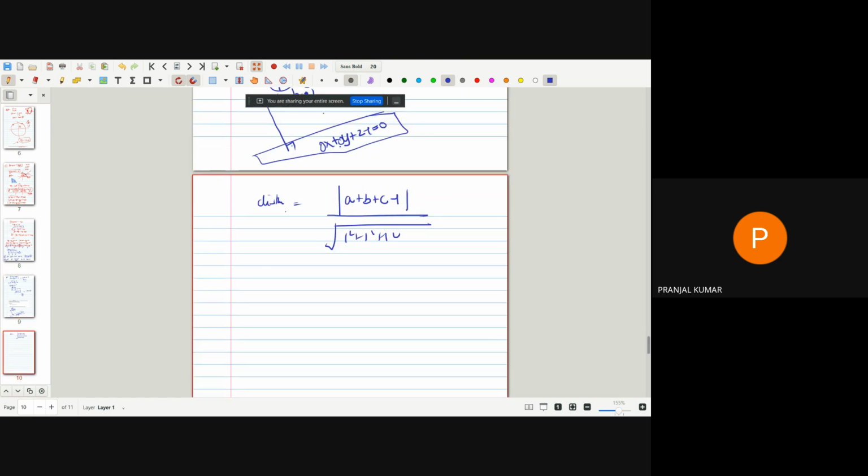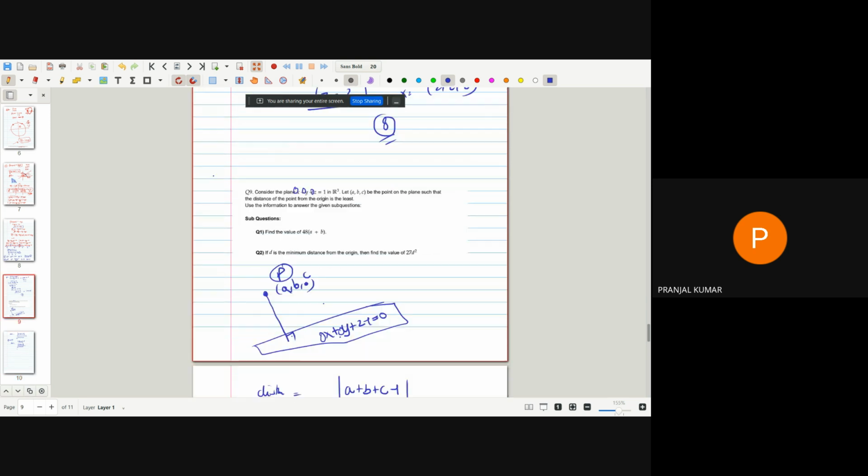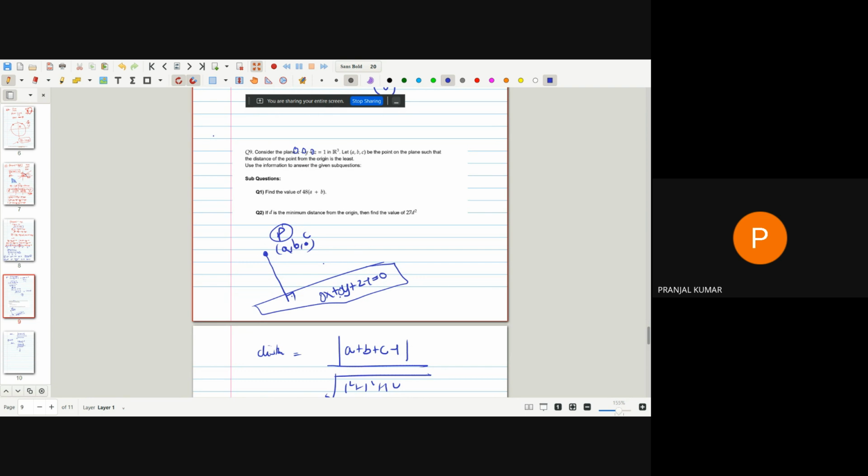So what you can do is, the point in question is the origin. So your plane is x plus y plus z minus 1 equals 0. So the modulus of, substituted in the LHS, 0 plus 0 plus 0 minus 1, upon the square root of 1 square plus 1 square plus 1 square. So you will get 1 by root 3. Yeah, this is the distance. Now you can find the point ABC, whichever it was.